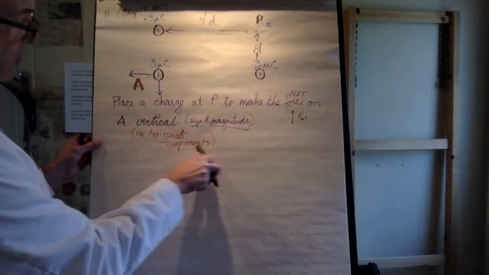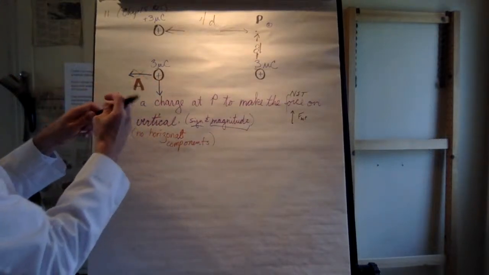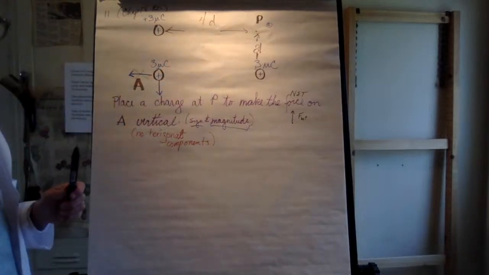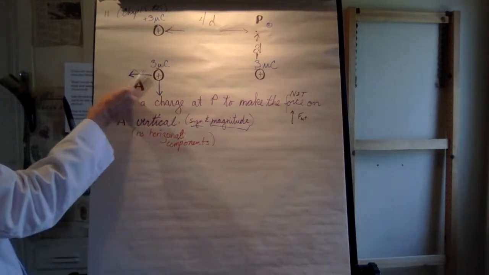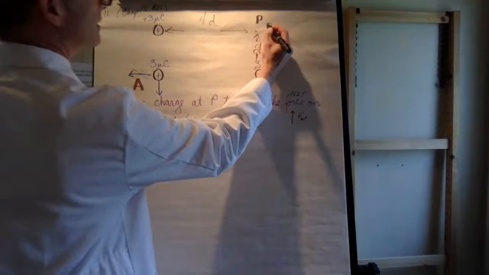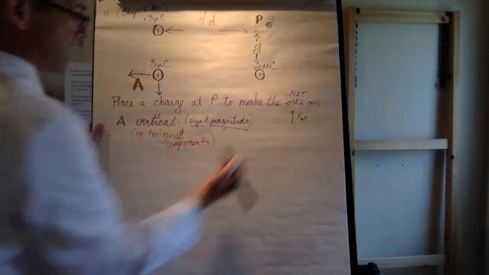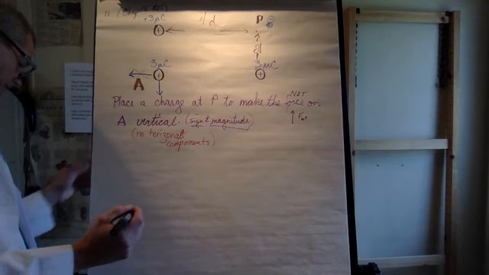So I want to make sure there's no horizontal components. I'm trying to make this one go away. That means I need something with something pointing that way. When I put a positive charge there, I end up with something in that direction that does not cancel that out. And in fact, it adds to it. So I need a negative charge. So I got the first half. The sign has to be negative.